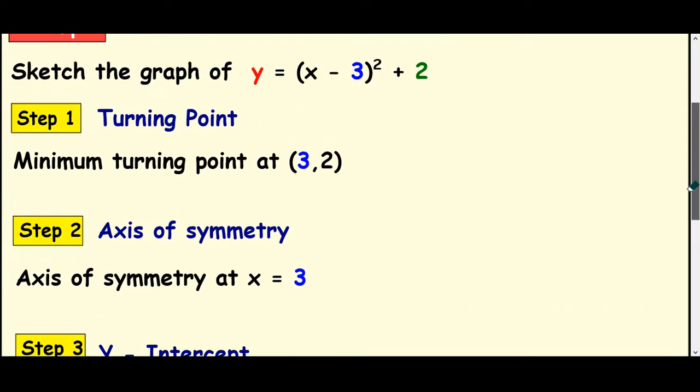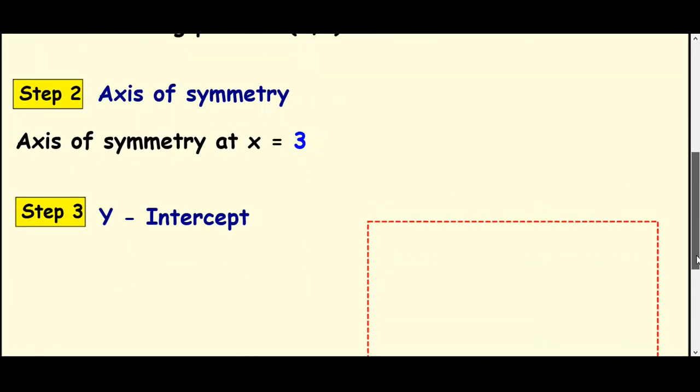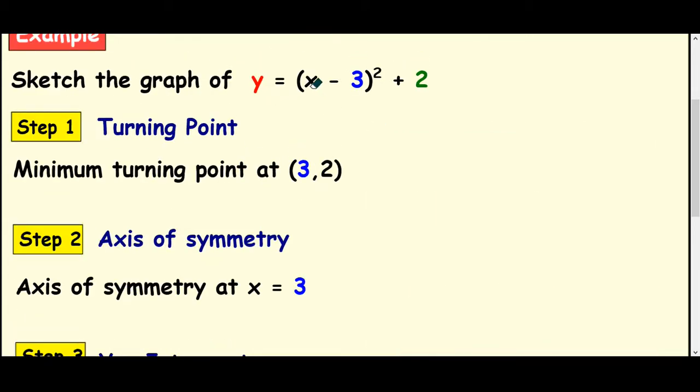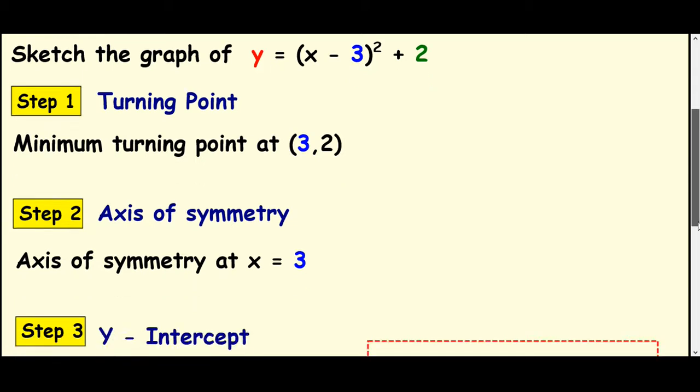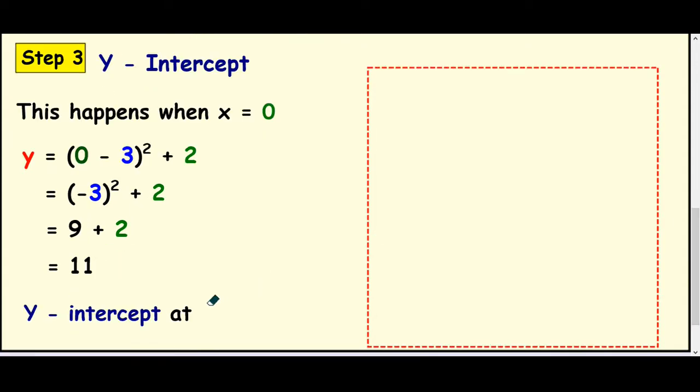Okay, lastly, the y-intercept. We're trying to find out where the graph cuts the y-axis. We've done this before, it cuts the y-axis when x equals 0. So you sub in x equals 0 into your original formula, the quadratic up here. We're going to do the bracket part first, so 0 take away 3, that's negative 3. Need to square it and add on 2, so that would be positive 9, be careful there, plus 2, which would give you 11. So the intercept is at 0, 11.